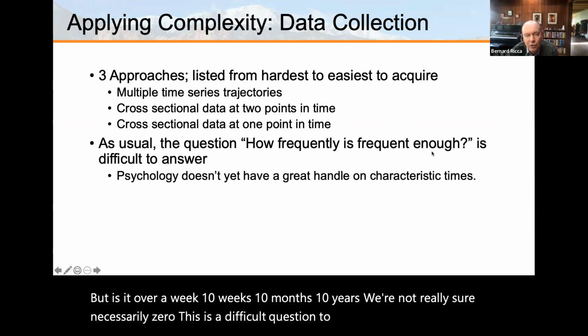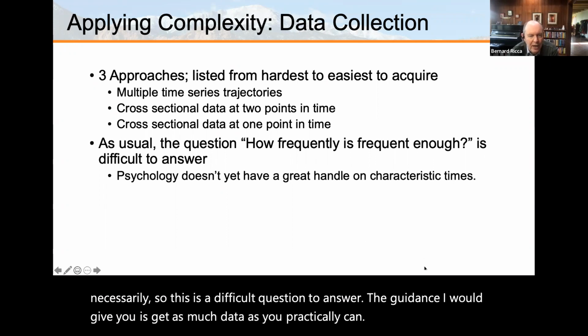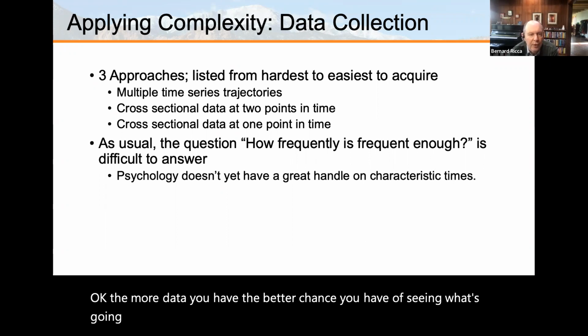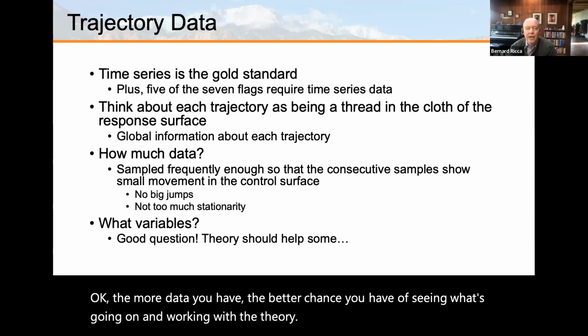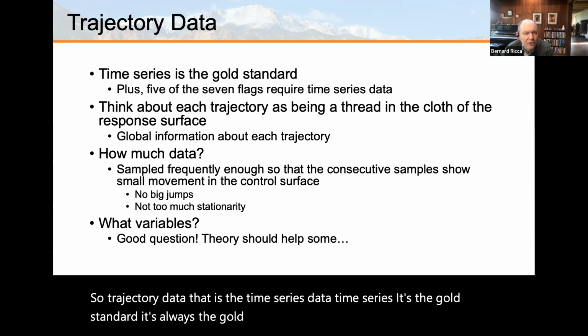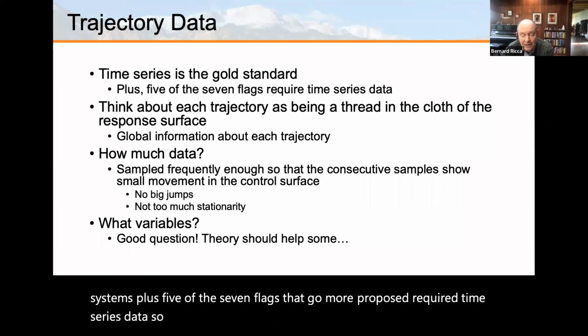The guidance I would give you is get as much data as you practically can. The more data you have, the better chance you have of seeing what's going on and working with the theory. So trajectory data, that is the time series data, is the gold standard. It's always the gold standard when you deal with dynamical systems. Plus 5 of the 7 flags that Gilmore proposed require time series data. So get time series data. That's the big takeaway for the data.